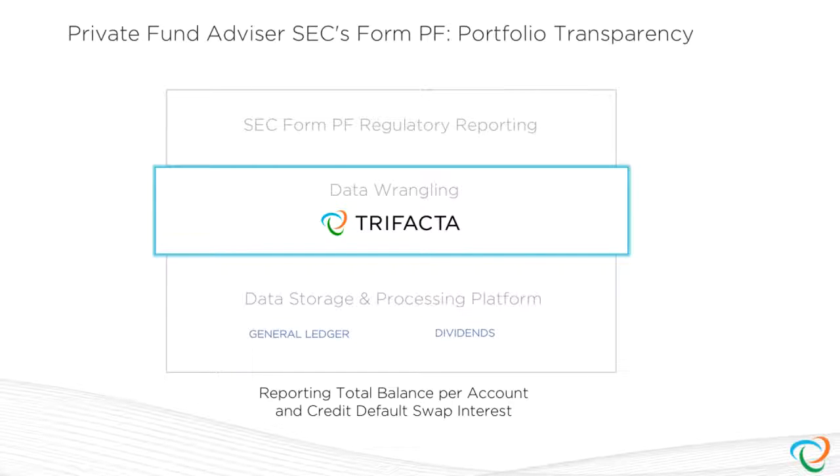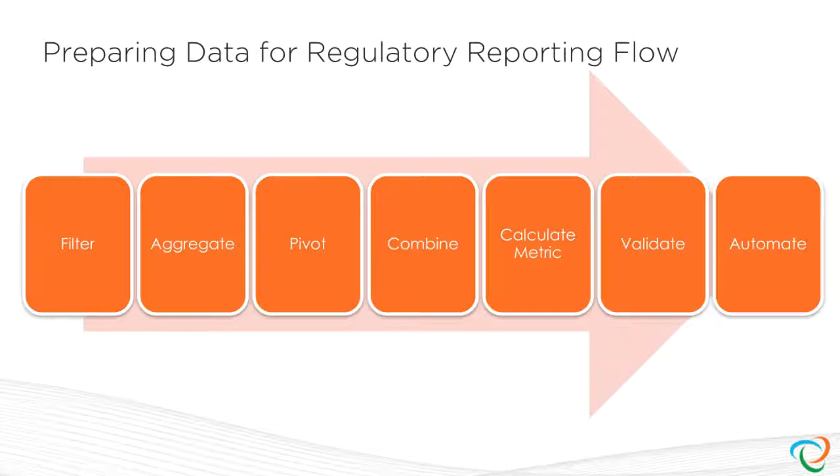Each report has a similar preparation process to generate the data for reporting, which should look something like this. We'll be dealing with two datasets, each with their own unique challenges, that we need to combine in order to calculate the credit default swap metric. These two datasets are the general ledger, or transactions data, and our dividends data.